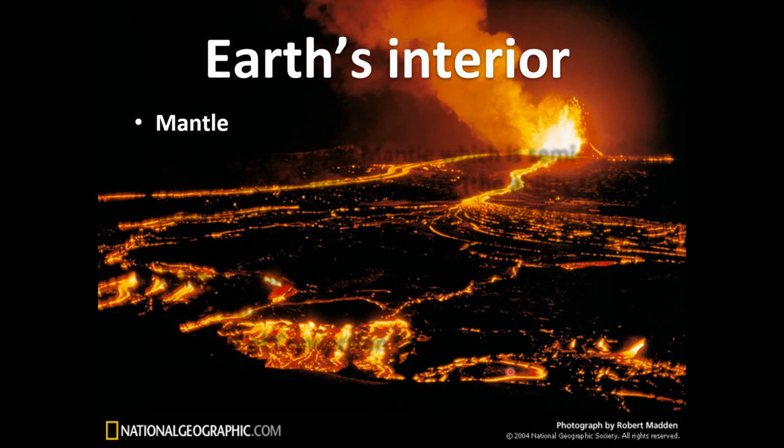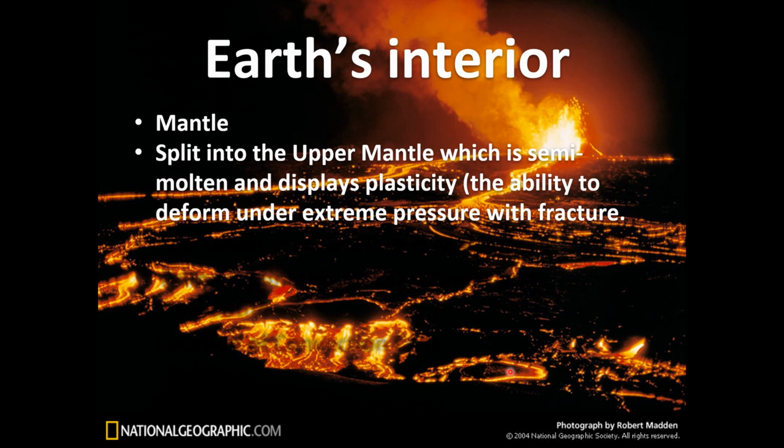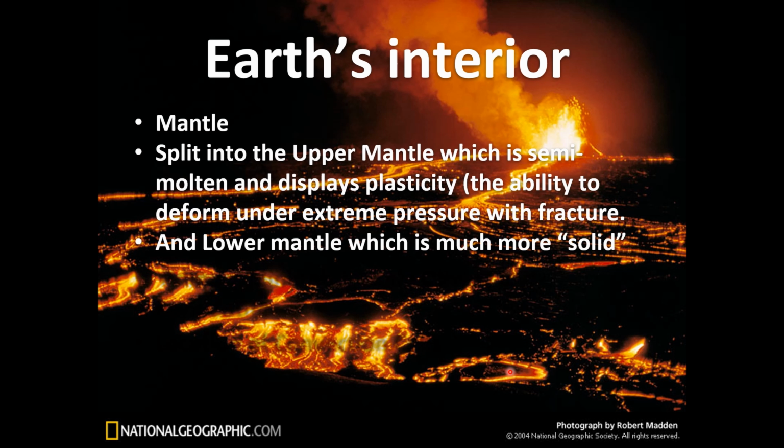And in fact, what we tend to do is split the mantle into two parts. So we have the upper mantle, which is semi-molten and displays plasticity. That's a fancy way of saying that this layer has the ability to change and deform its shape under extreme pressure. Okay, you will get some fracture, but it will tend to flow a little bit more. And then you have the lower mantle, which is much more solid, or is usually referred to as the stiffer portion of the mantle. There's also a dramatic difference in terms of thickness between these two layers, which you'll see in an image in a minute or so.